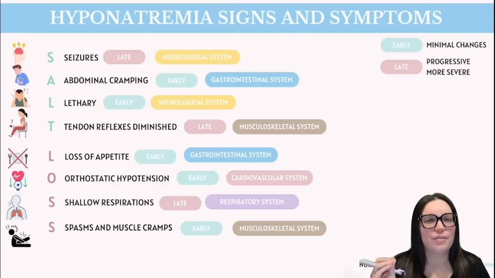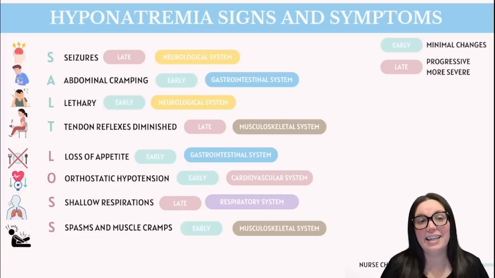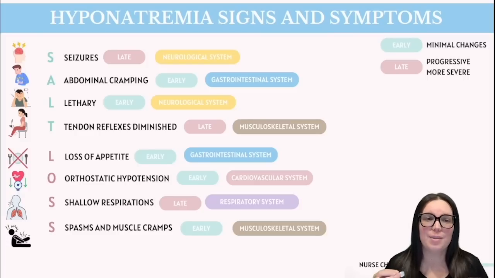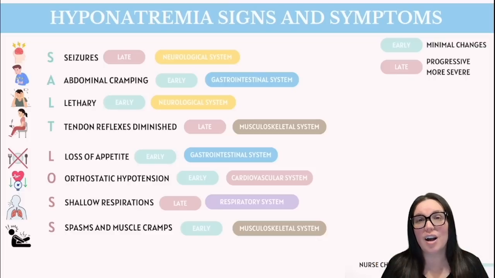Our first S stands for shallow respirations. In those more severe cases, muscle weakness caused by hyponatremia can affect the respiratory muscles, leading to a shallow or labored breathing. And then lastly, we have our last S, which is spasms and muscle cramps. Sodium is critical when it comes to muscle contraction. When levels drop, it's going to cause painful cramps and spasms, particularly in your legs as well as your arms.